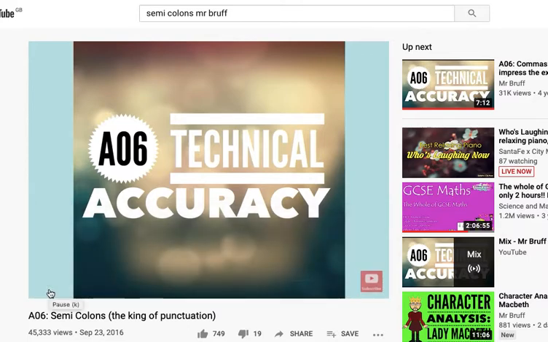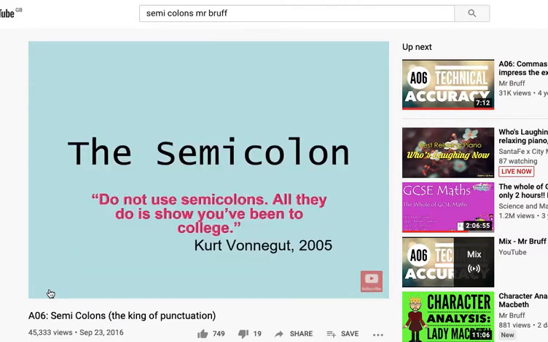Punctuation and grammar, what we call technical accuracy, assessment objective 6. So it's really important to master spelling, punctuation and grammar. And there are 2 sides to that. Number 1, your work should have no mistakes in it. But number 2, you should be deliberately crafting your usage of spelling, punctuation and grammar for effect. And what I'm going to look at today is the semicolon. The semicolon is thought of as the king of punctuation. Kurt Vonnegut says, do not use semicolons, all they do is show you've been to college. In other words, they're the educated person's punctuation. And I would agree with that. But surprisingly, they're very simple to use.